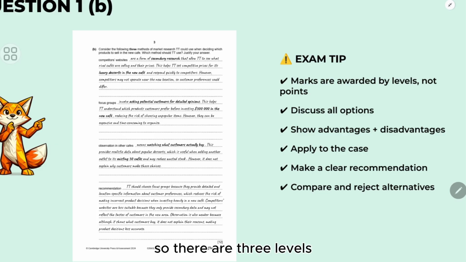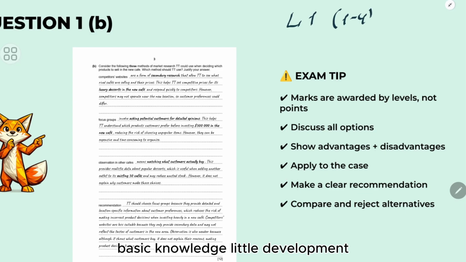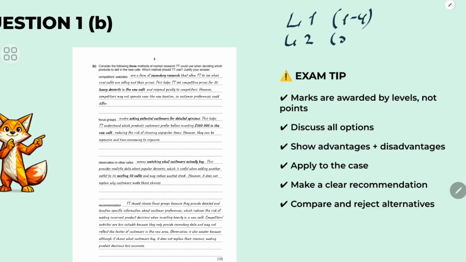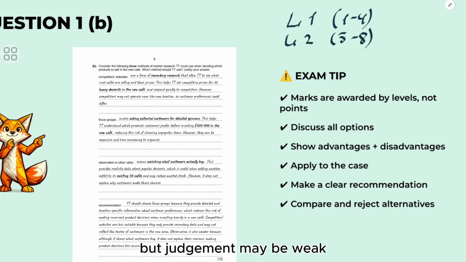So there are 3 levels. Level 1, 1 to 4 marks. Basic knowledge, little development, little or no application in this level. Level 2, 5 to 8 marks. In level 2, if you want to get 5 to 8 marks, you need clear knowledge, some application, some analysis, and options are discussed, but judgment may be weak.